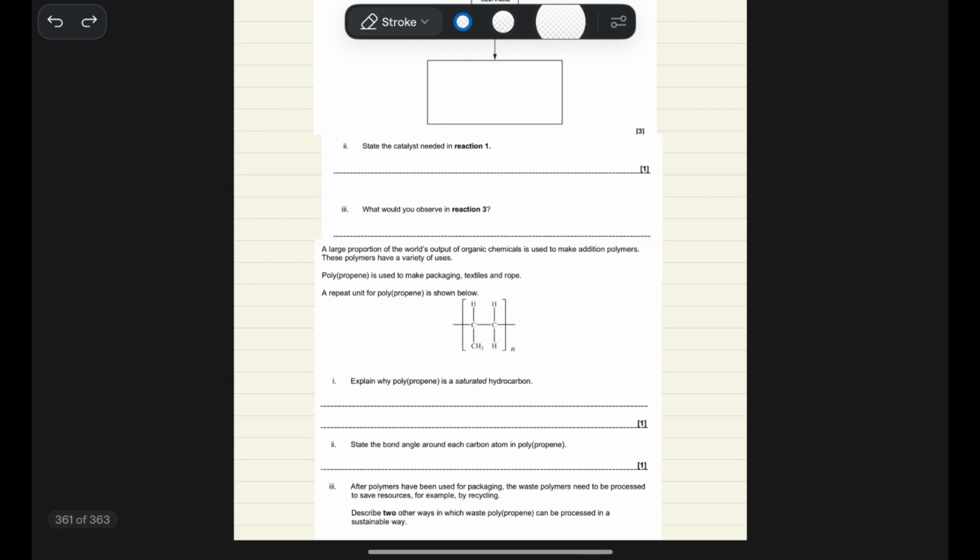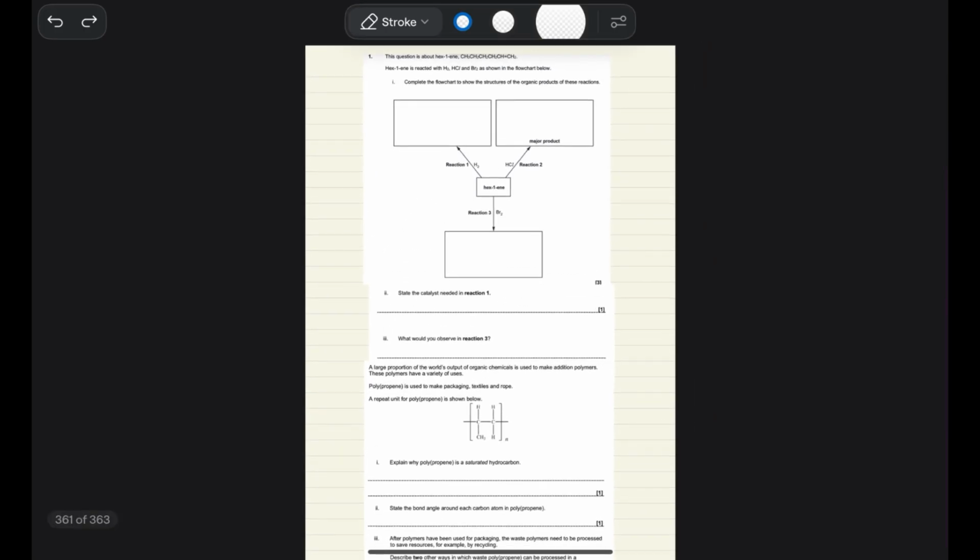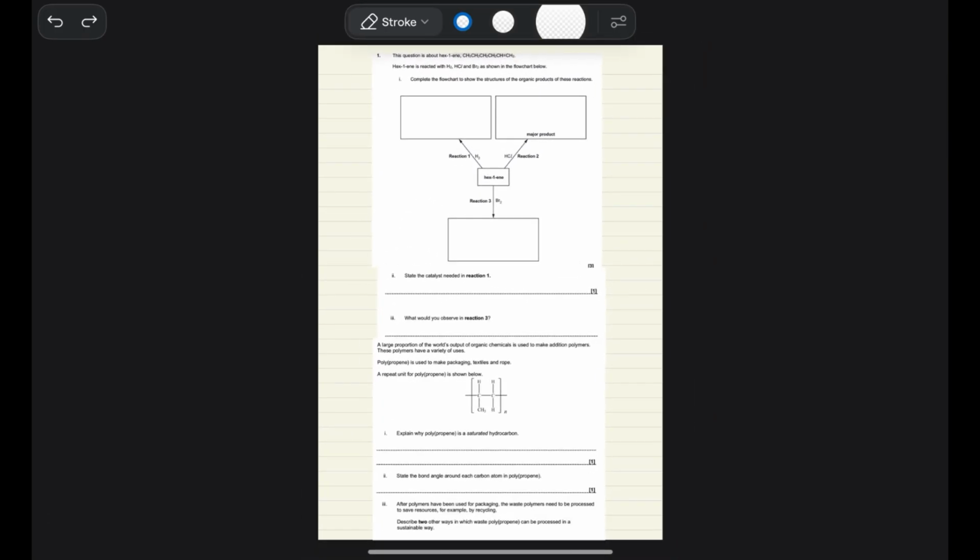Then we have a question about polymers. So you can see there, addition polymerization. You'll need to talk about saturated hydrocarbon bond angles and then also just ways that you can be sustainable. Very important things to consider. And these questions are kind of a bit likely to come up in your exam. So take your time, zoom in where you have to, and we'll get into it.